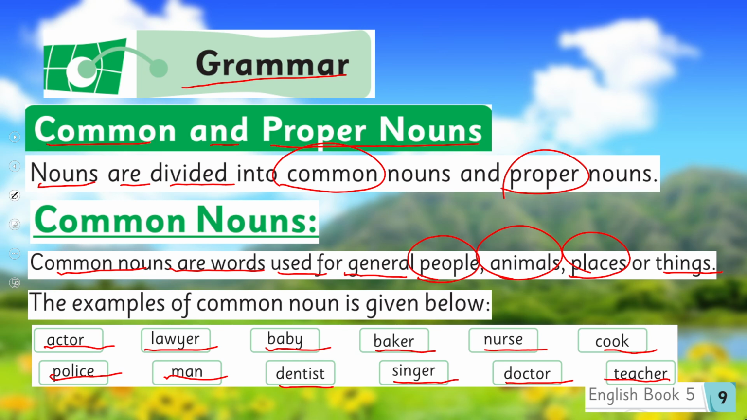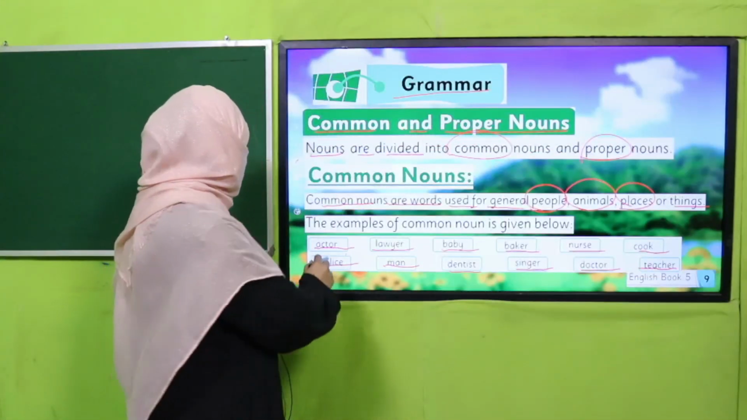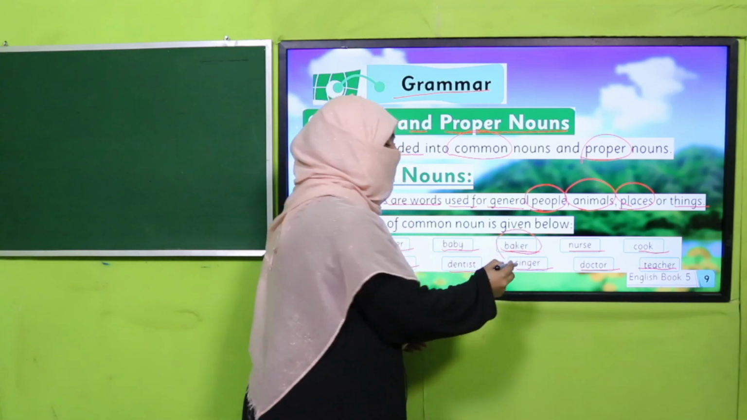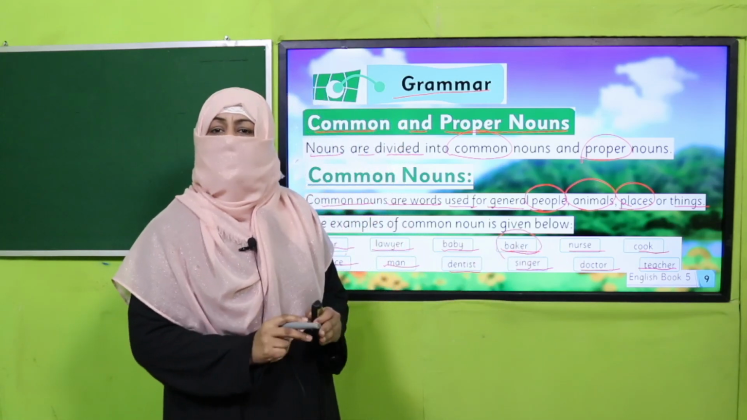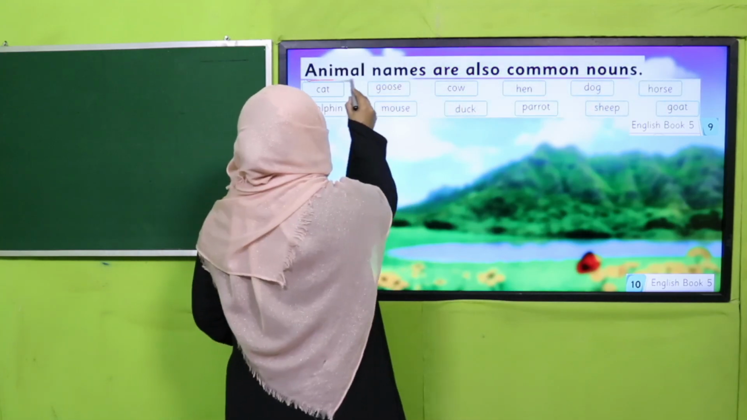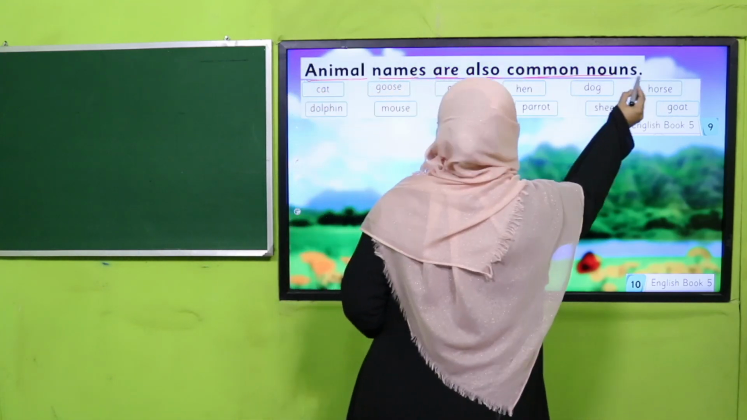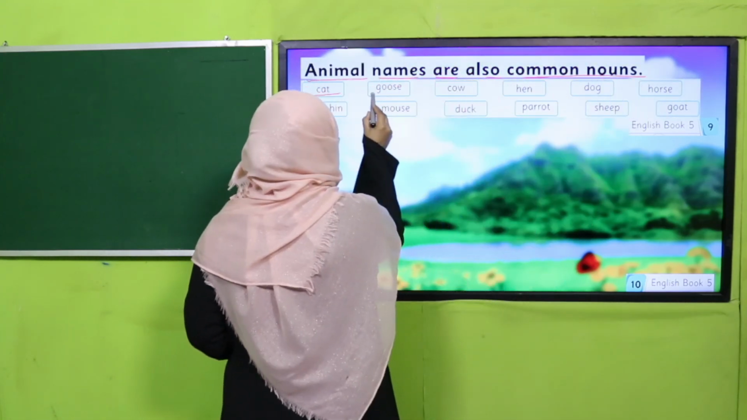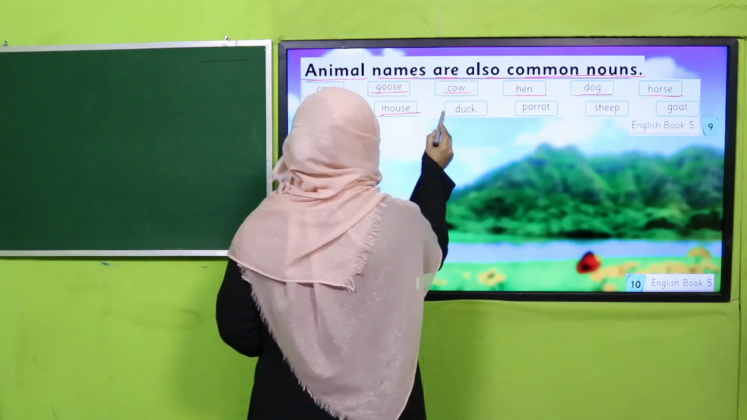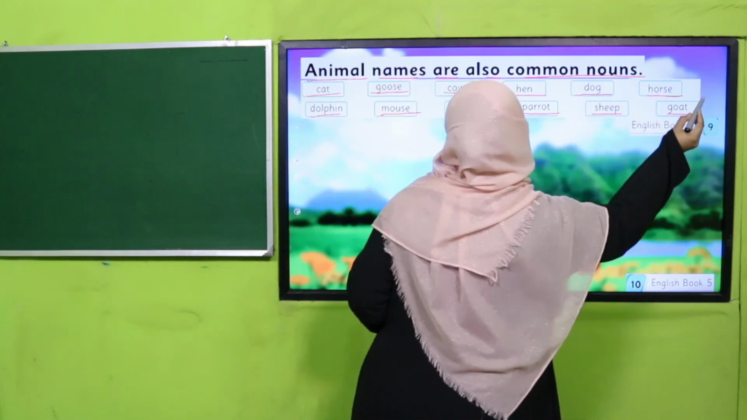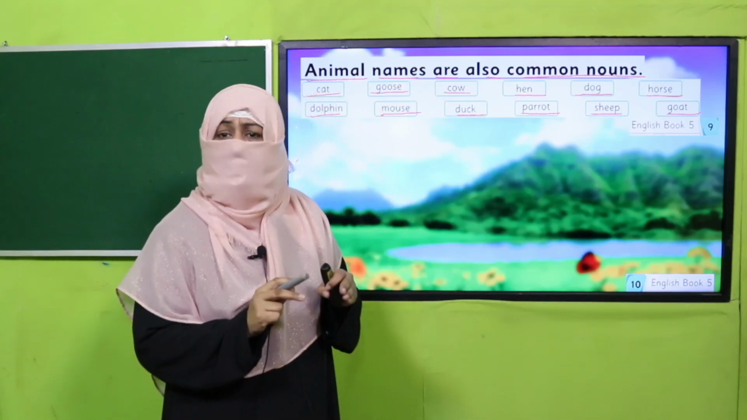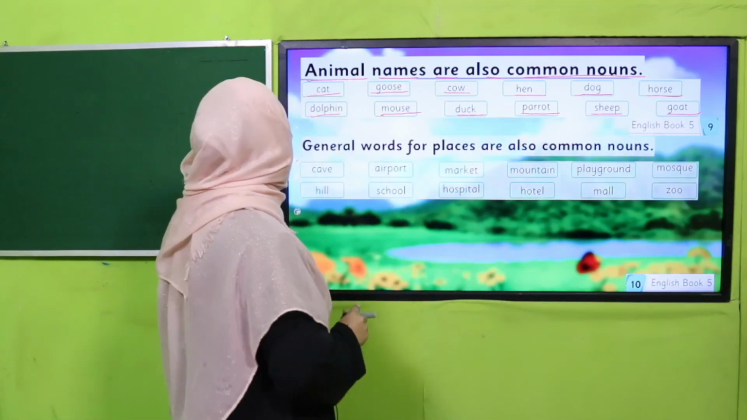Now you see, my dear children, all these words refer generally. When I say baker, it means any baker who bakes. So that's why it's a common noun. Animal names are also common nouns. For example, cat, goose, cow, hen, dog, horse, dolphin, mouse, duck, parrot, sheep, goat. I believe you know many more names of animals. All the names of animals are common nouns.